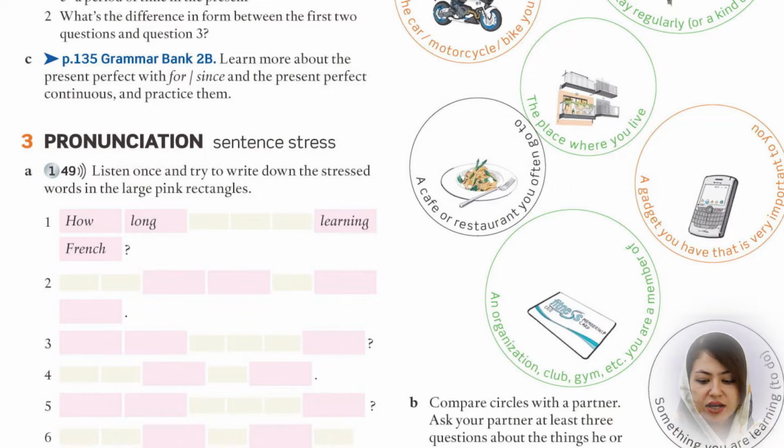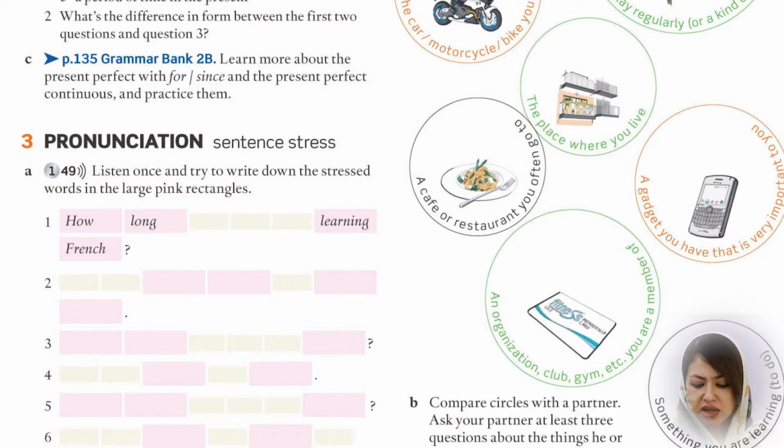And next is a gadget you have that is very important to you. For instance, I've had my cell phone, okay, since 2000, okay? It's a very old phone. Now, next is an organization, club, gym, or etc. you are a member of, okay? So, for instance, I've been a member of UIA for 2 years.